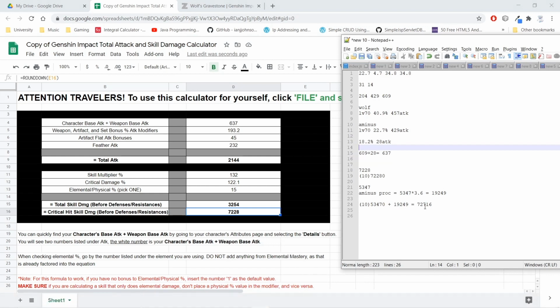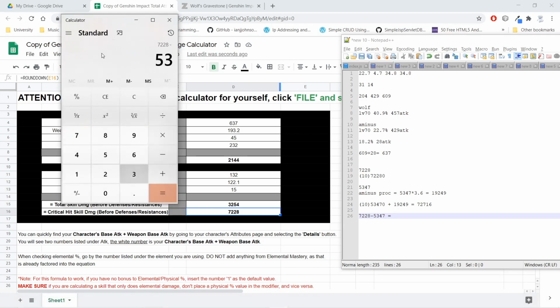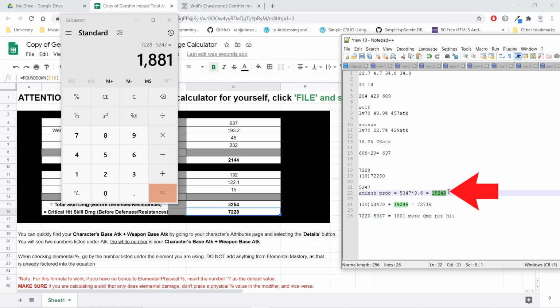So my damage with Amos' Bow would be 5,347 with the crit damage proc, and with the Wolf's Gravestone it would be 7,228. And so equipping a Wolf's Gravestone, I would have 1,881 more damage per hit. But the Amos' Bow proc, if I multiply my attack number by 3.6, which is the proc amount, 360%, my procs would be hitting around 19k.